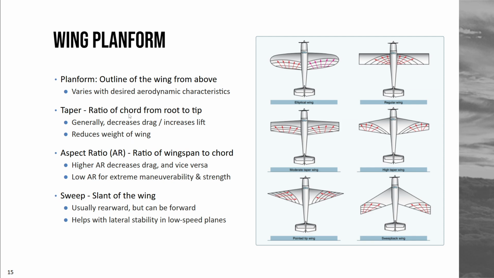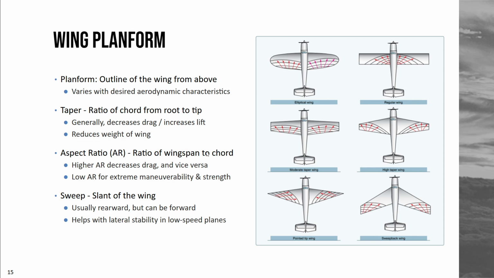Let's go over some terms. Taper is the ratio of chord from wing root to tip. Basically, the chord length of the wing at the root versus at the tip. The larger the taper, a high taper, the shorter it is at the wingtip and the larger at the wing root, versus a moderate taper, which is not as exaggerated. That's all a taper is. Generally it decreases drag, increases lift, and reduces weight.